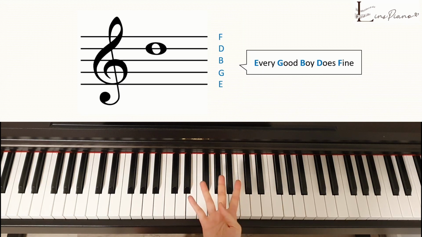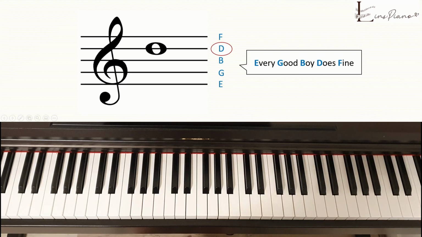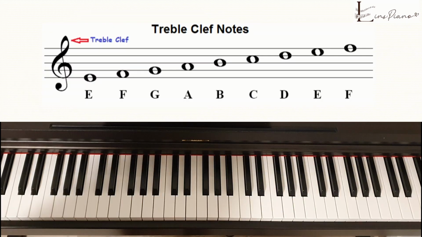Therefore, we use the sentence "every good boy does fine." Number 4, so every good boy does. We have note D. Makes sense, right? That's the tip for you to recognize all the notes on the treble staff.